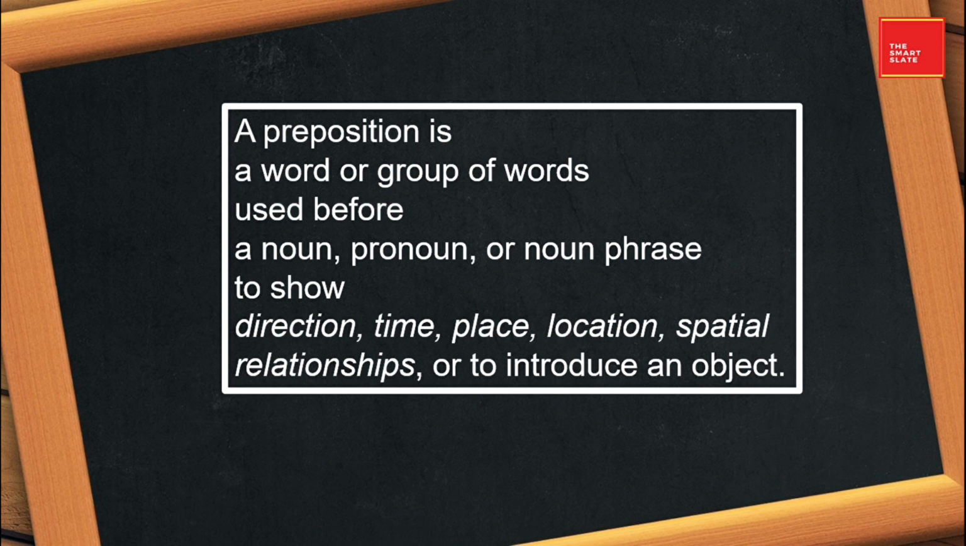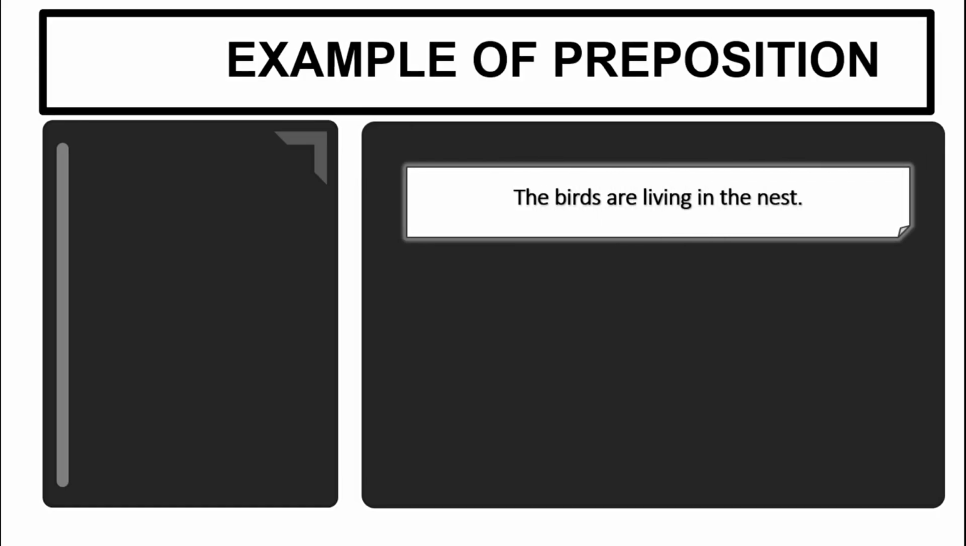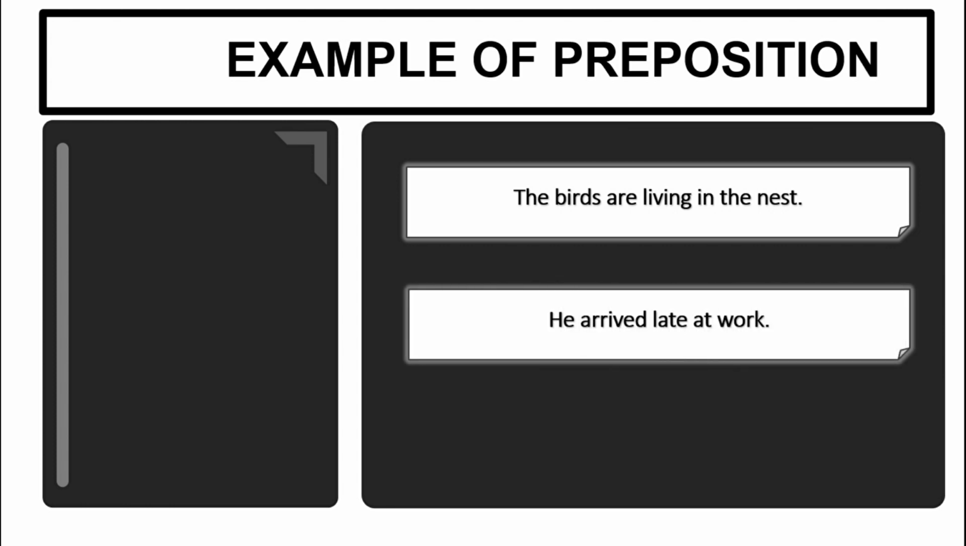So it is used before a noun, pronoun, or a noun phrase. Let us look at an example. The birds are living in the nest. Nest here acts as a noun and in here is the preposition. The preposition used here is before the noun, that is nest, and it shows you the place where the birds live. They live in the nest.